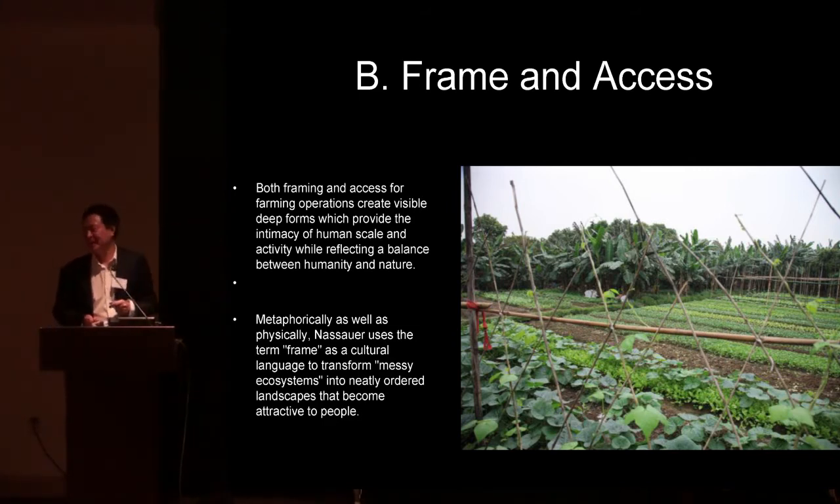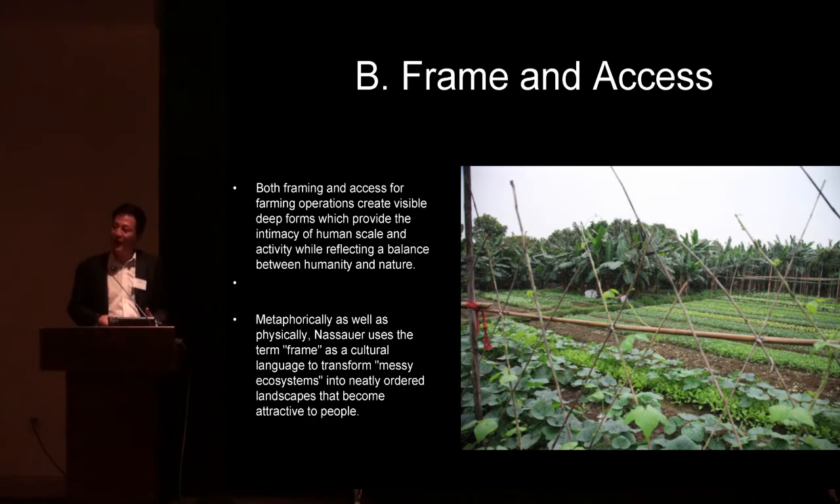The second is frame and access. Both frame and access for farming create visible deep forms, which provide the intimacy of human scale and activity while reflecting a balance between humanity and nature. Now, metaphorically, as well as physically, Nassauer uses this term frame as a cultural language to transform messy ecosystems into neatly ordered landscape that becomes attractive to people.